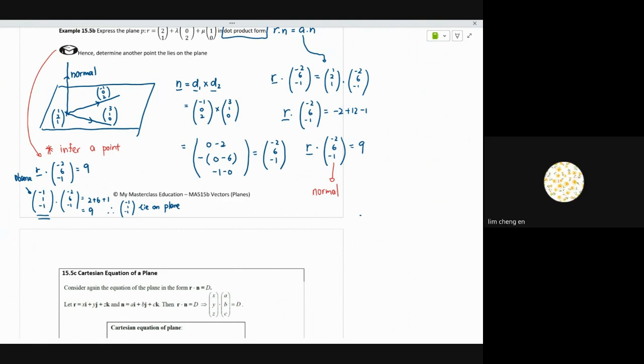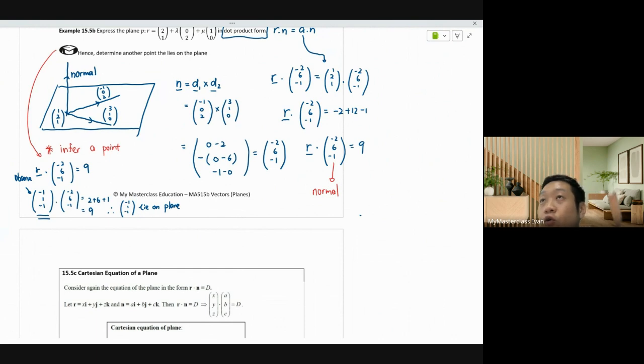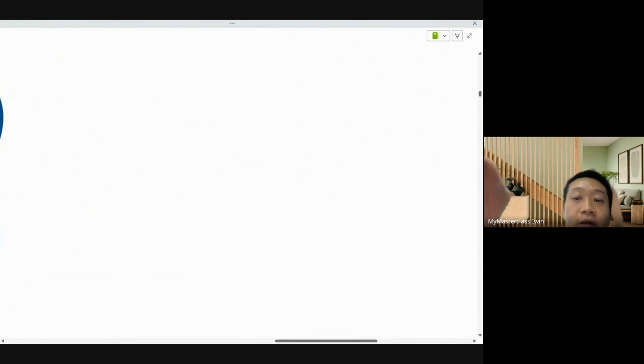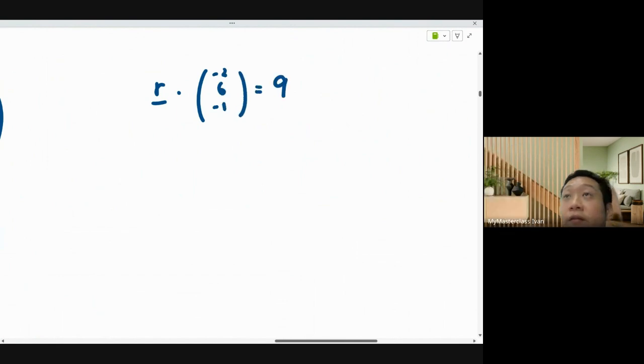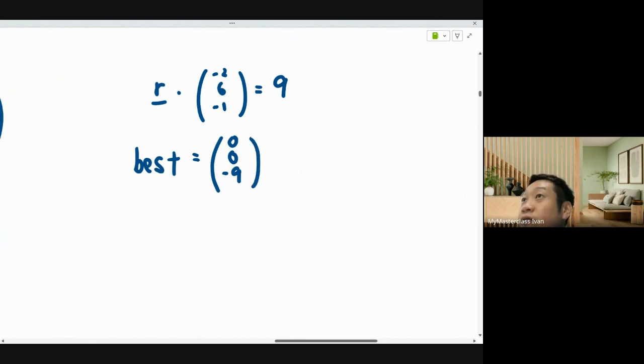Okay, so I want to teach you this skill of how to infer a point. So look here. Inferring a point can always come when you have r dot something. So let's say that question just now, r dot minus 2, 6, minus 1 equals 9. Actually the best way is to use 0, 0, negative 9. Try to make two things 0, which is always the best way.